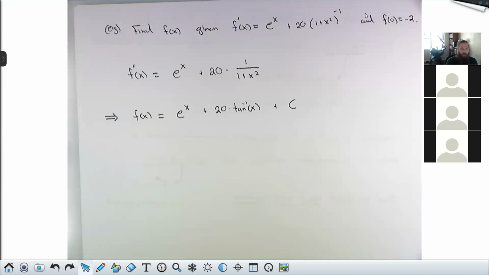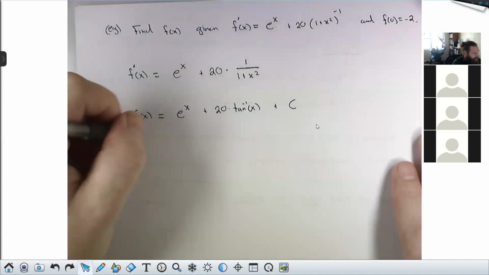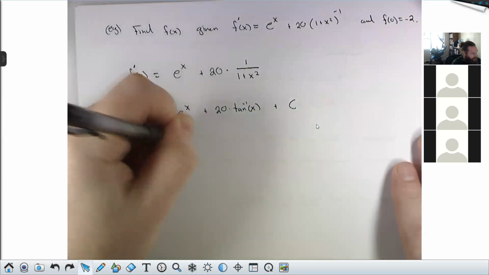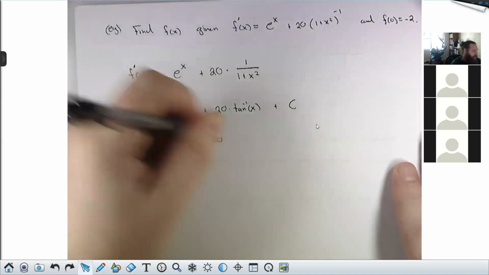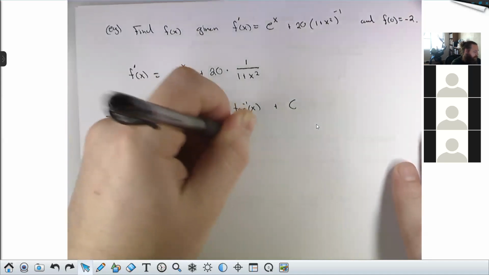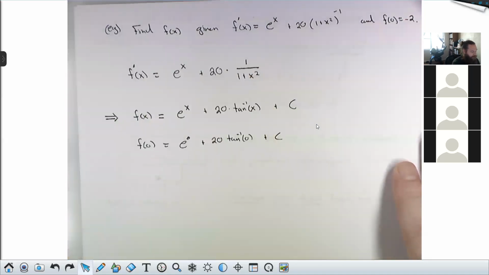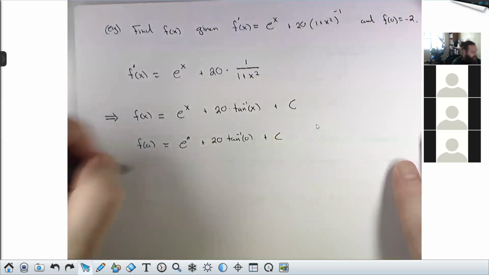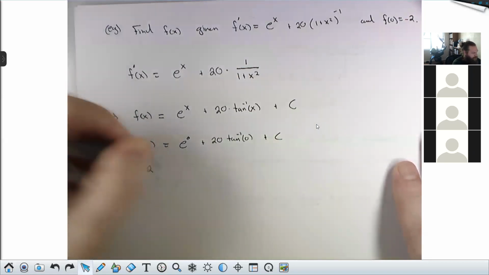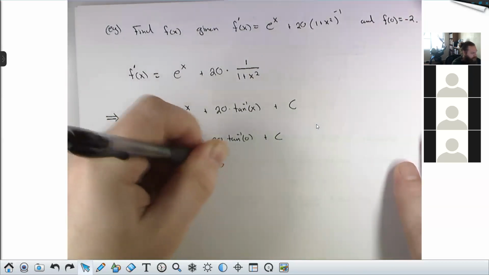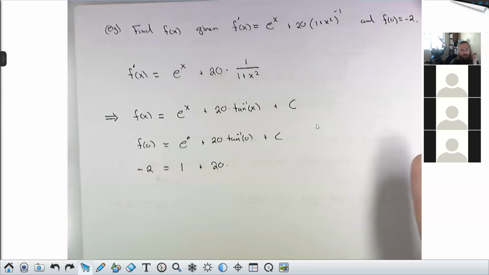So how do we do that? Well, if f of 0 is -2, that means when I plug 0 in here, this whole thing needs to be equal to -2. Now, f of 0 is e to the 0 plus 20 times the inverse tangent of 0 plus c. f of 0 is supposed to be -2. e to the 0 is 1, plus 20 times, what is the inverse tangent of 0?